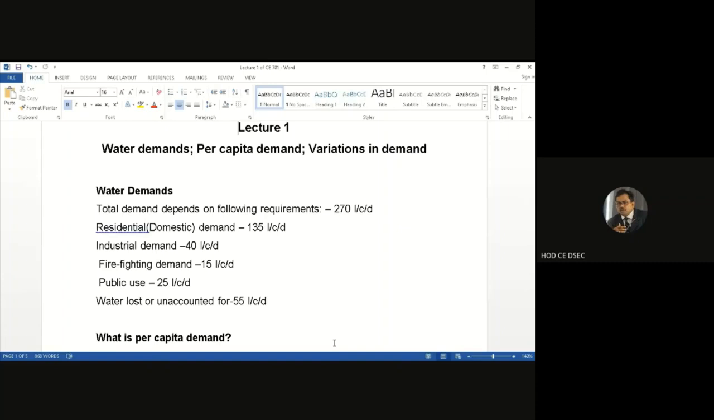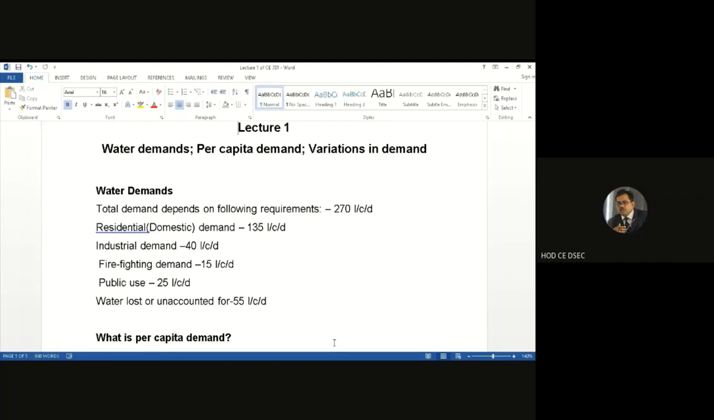Then the industrial demand is 40 liters per capita per day. Then the firefighting demand is a minimum of 15 liters per capita per day. My dear students, although the firefighting demand is very low here, at 15 liters per capita per day, on a per capita basis the demand is definitely less. But remember that the firefighting water discharge, in liters per minute, is very, very high. That will be shown afterwards.